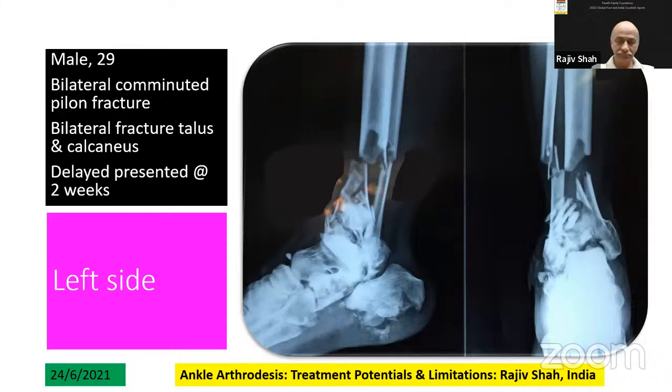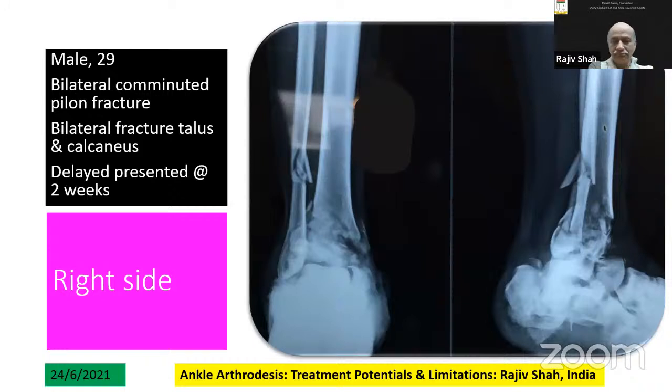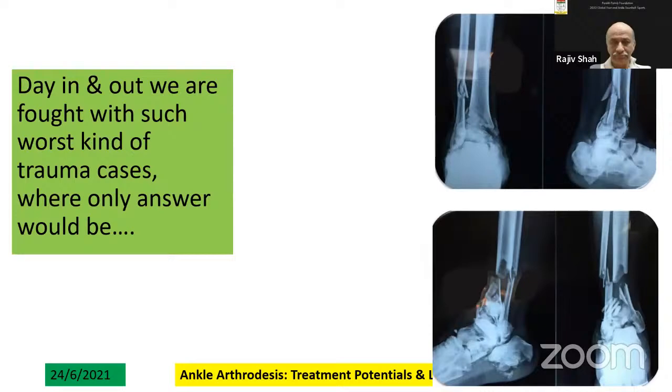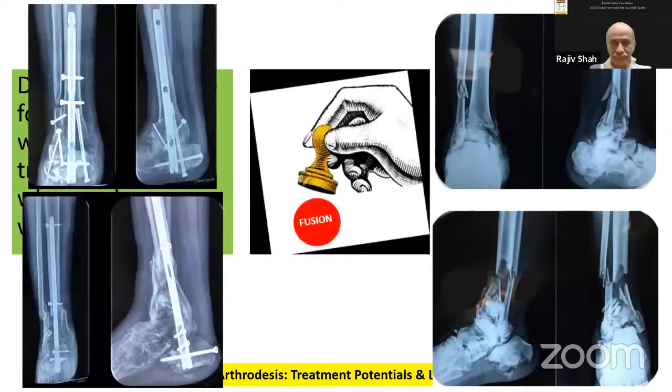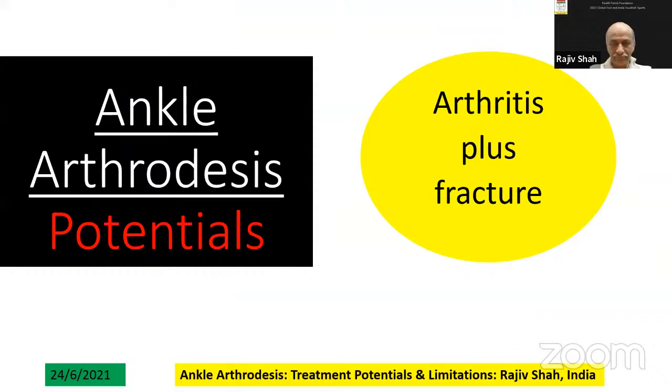A male of 29 had a bilateral comminuted pilon fracture, bilateral fracture of talus and calcaneus, who presented to our center for definitive management at the end of 2 weeks. This was the X-ray picture on the left side. This was the X-ray picture on the right side. We then did ankle fusion assisted by a nail and it went on to heal nicely.